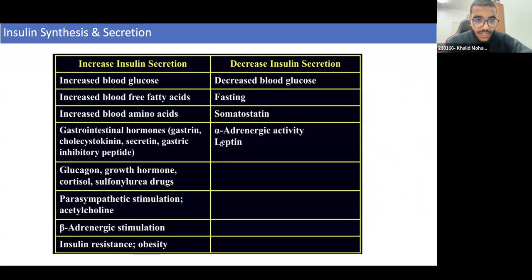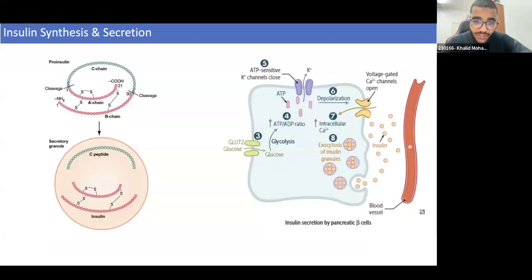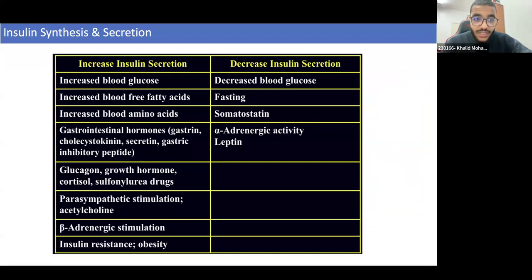Now, there are a lot of things that increase this secretion of insulin. They're all summarized in this table. Obviously, increased blood glucose, because more glucose will be entering from this channel. Increased free fatty acids also, because that's an indication that you just ate and you need insulin. Increased blood amino acids, because again, that means you just ate and you need insulin. Gastrointestinal hormones like gastrin, cholecystokinin, or gastric inhibitory peptide. These are secreted from the GI once you eat. So again, that's an indication that you ate and you need insulin.